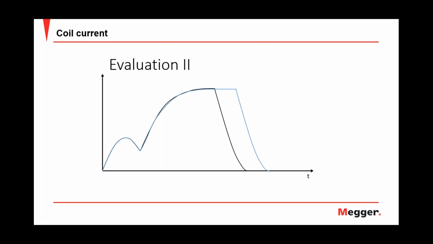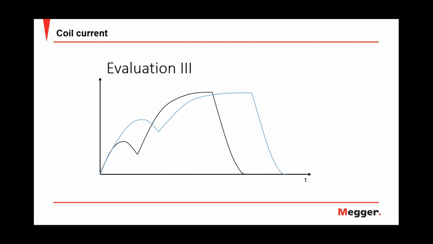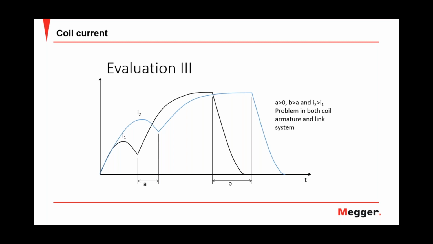Another example is when the first part of the curve is identical and the second part is delayed. That points to problems in the link system. So the high energy part of the circuit breaker release was delayed for a reason or another. Another example, when both times are increased, that points to a problem in both the coil armature and the link system.